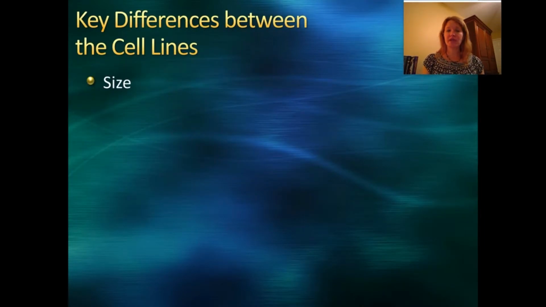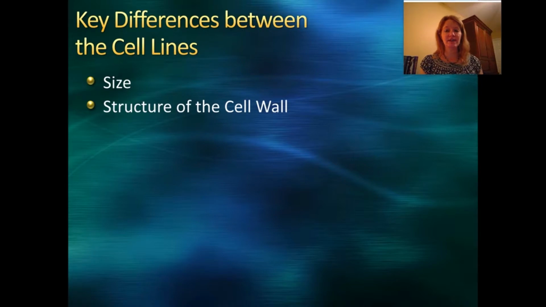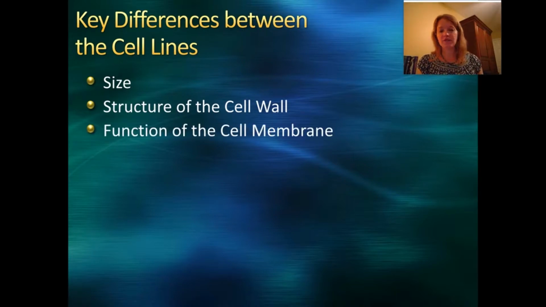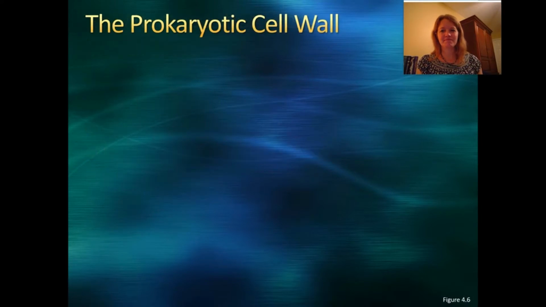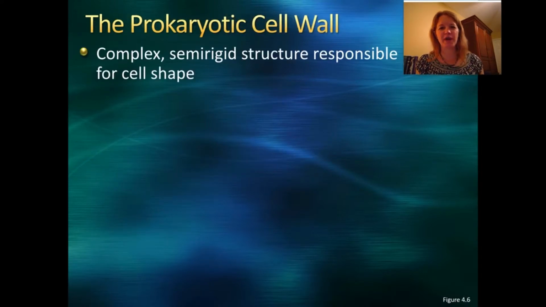Today we're just going to discuss some key differences between the cell lines, and this includes size, structure of the cell wall, function of the cell membrane, the nucleus and other organelles, arrangement of the DNA, the ribosome, and cell division. So let's talk first about the prokaryotic cell wall.